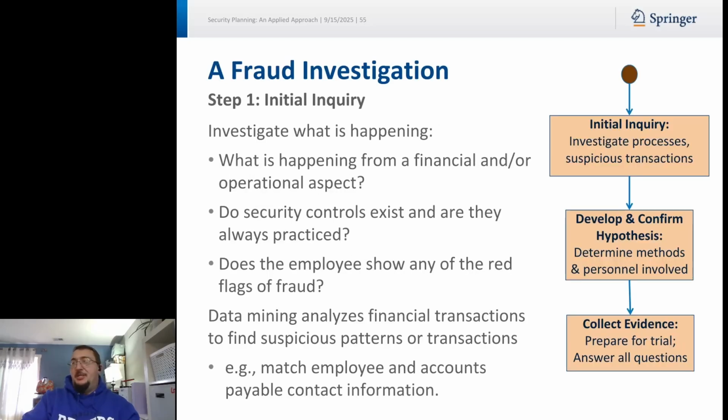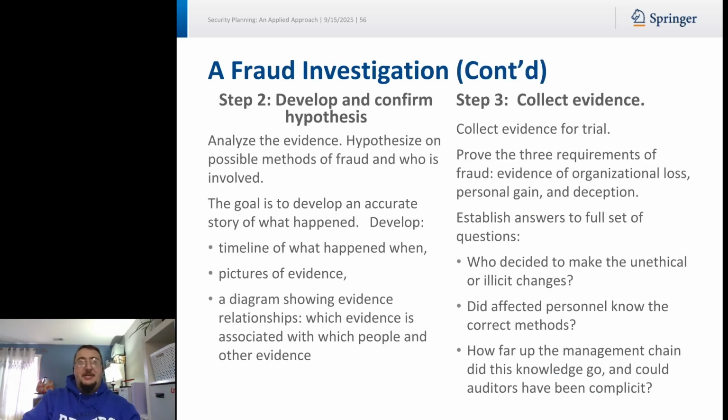For an investigation, you can see what's happening, look at it from financial and operational aspects, see if controls exist, see if there are red flags, find transactions, and see if you can line those up with certain people who are doing the work. Once you do that, you can confirm a hypothesis by analyzing your evidence, collect more evidence, see if there needs to be possibly a trial if somebody's getting arrested, and establish things for prosecution.